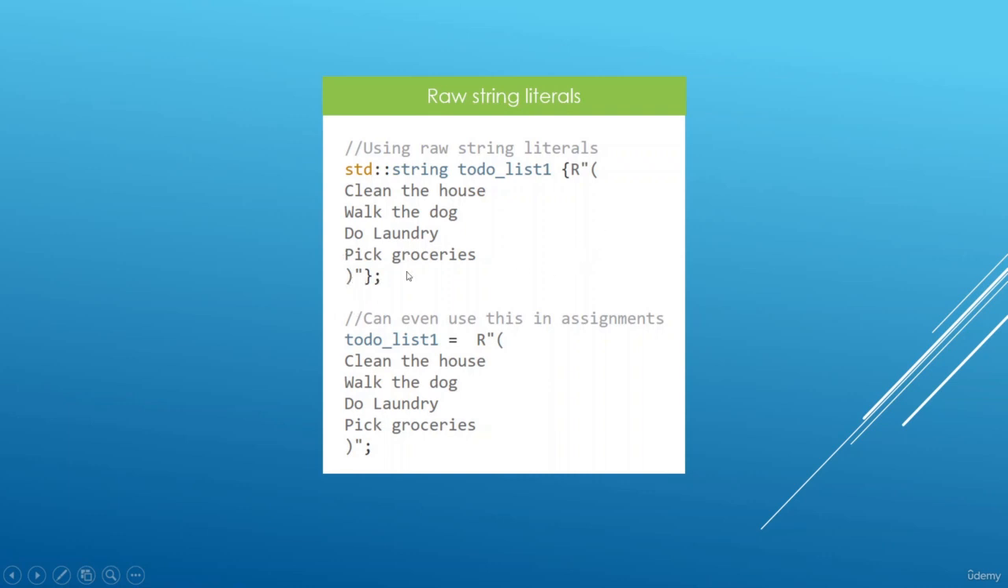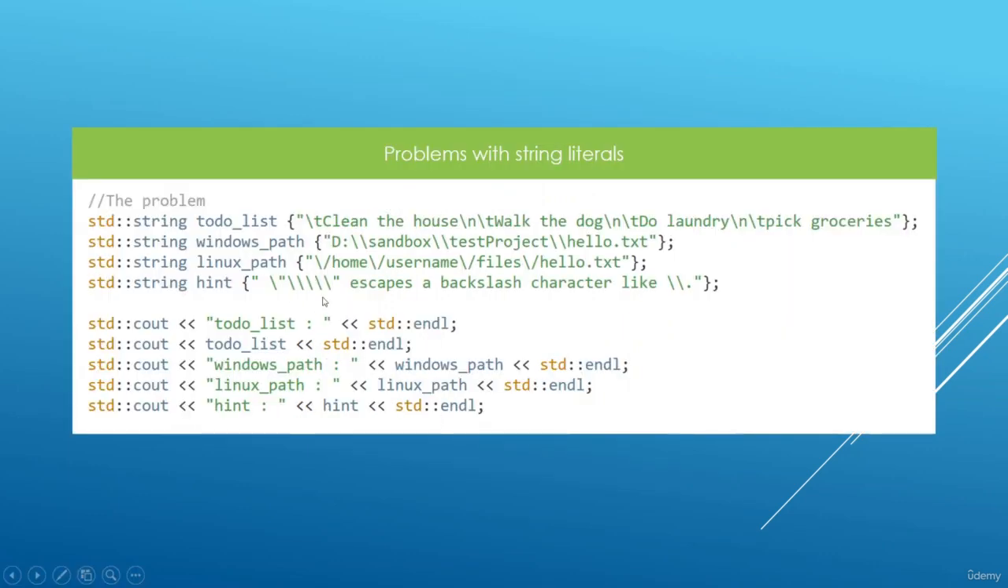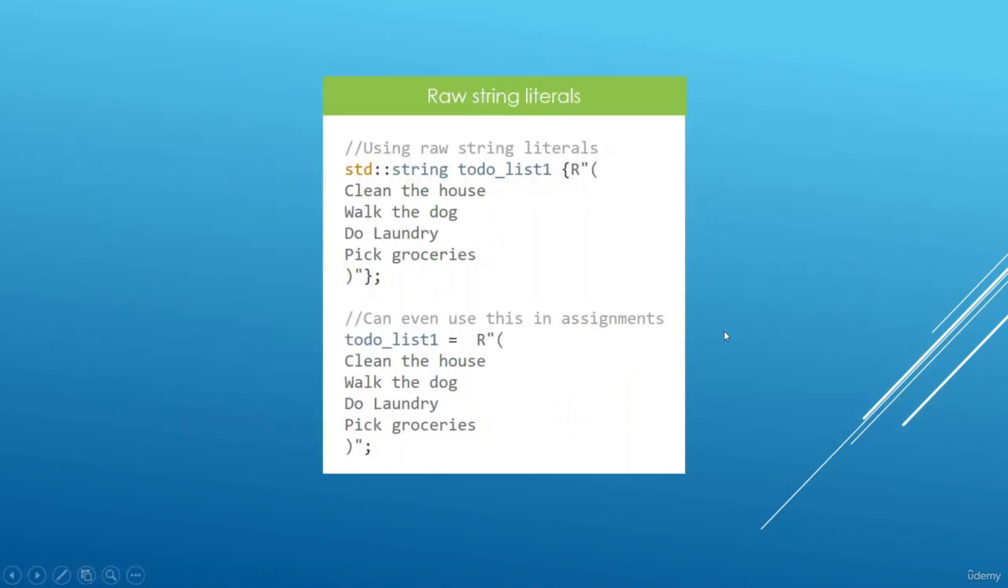And this is going to be interpreted by the C++ compiler as is. So the compiler is going to do the heavy lifting to format this without you going crazy looking at backslashes like this. And this is really cool. I use this all the time in my programs. We can even use this in assignments. For example, here we have to-do list 1 and we assign a raw string literal. And this is going to work really cool as you are about to see in Visual Studio Code.